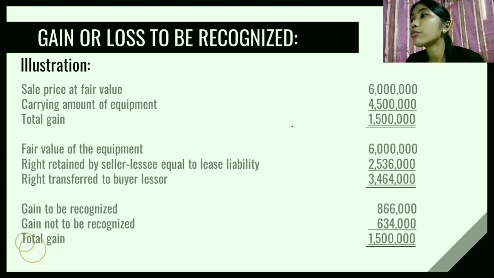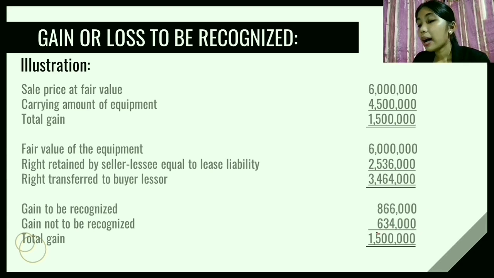Ililas lang po natin yung 4,500,000 pesos sa ating 6 million sale price, makukuha po natin yung total gain na 1,500,000 pesos. So, yung right retained by the seller-lessee na equal dun sa lease liability na nakuha natin, which is 2,536,000 pesos. Ililas lang po natin yon dun sa ating fair value para makuha yung rights transferred to the buyer-lessor. Ito po ay yung 3,464,000 pesos. So, yung gain to be recognized po natin is 866,000 pesos and yung gain not to be recognized po natin is 634,000 pesos.